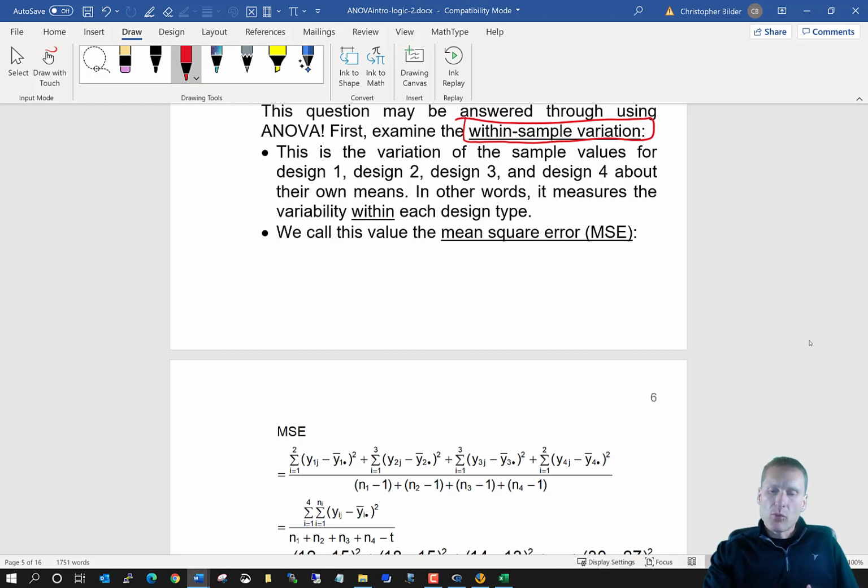What this means then is within sample variation. So essentially, maybe the name's not the best, but within a particular design type, how much variation do we have? And then by finding the average value, we're going to then come up with what we're going to refer to as the mean square error, or MSE for short.